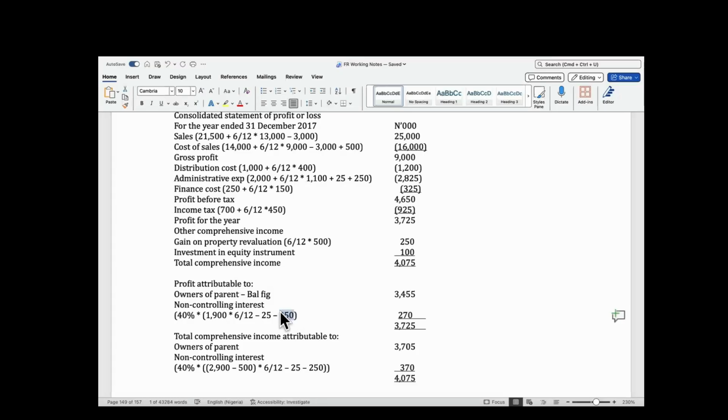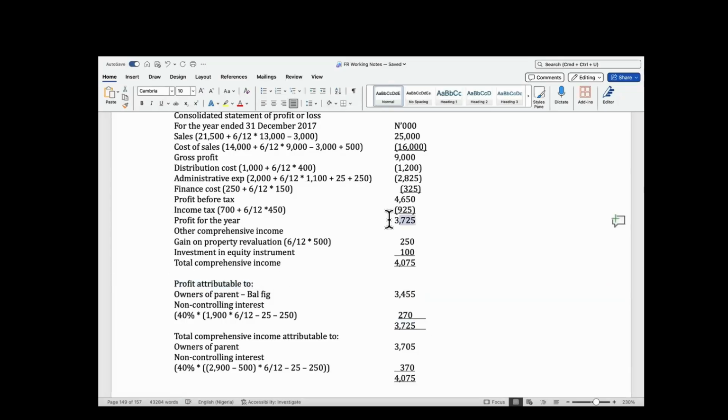We won't have, therefore, need to adjust for this impairment loss because it will be added to the expense of the parent alone. But since it is measured at fair value, it needs to have a share of that loss. So when you take 40% of this amount minus this, it gives us 270. Now, out of this 3725, is taking 270. Balance is 3455. So if you sum them, it still gives you this 3725.